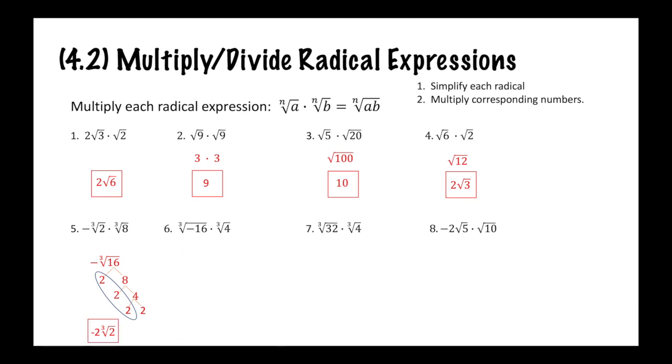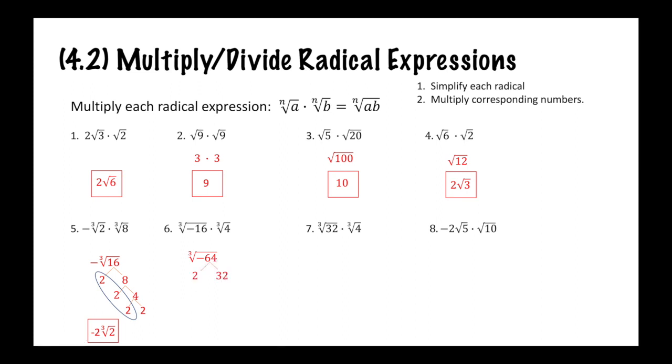For number 6, same thing. You could break it down right away if you would like, or we can multiply it right away, which is what I did here. We talked about this a little bit in section 4.1. If we're dealing with an odd index here, we are allowed to have a negative underneath. And what happens is I can just automatically take that negative out. Then when I go to break down 64, I'm ignoring that negative.